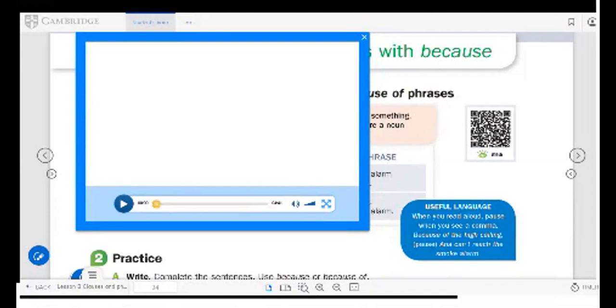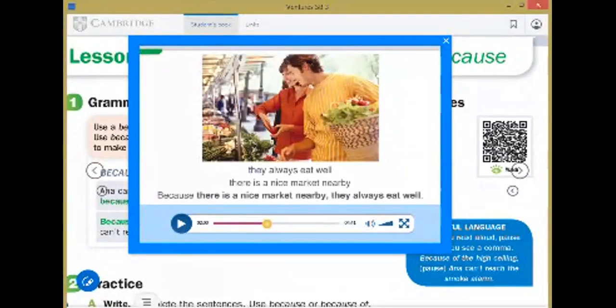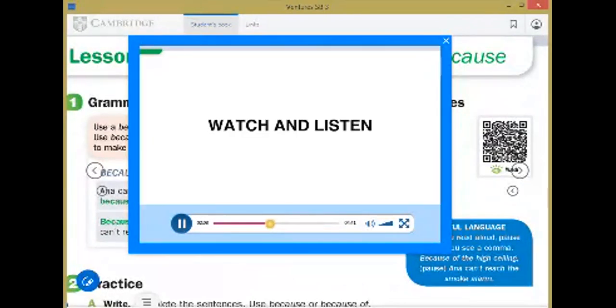They always eat well. There is a nice market nearby. All right, and what do we say? Because there is a nice market nearby, they always eat well. Watch and listen.